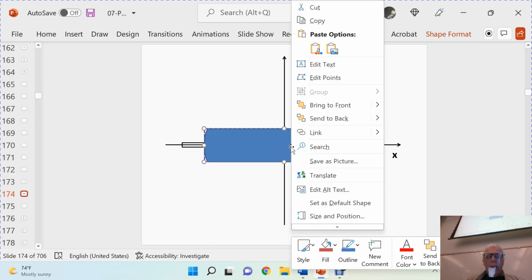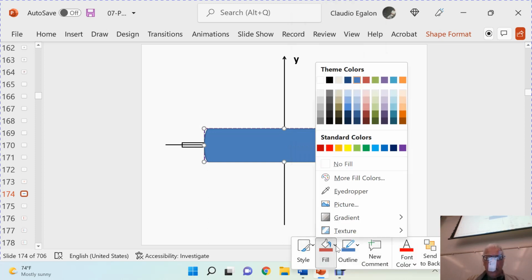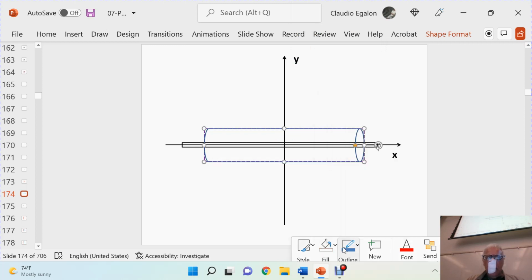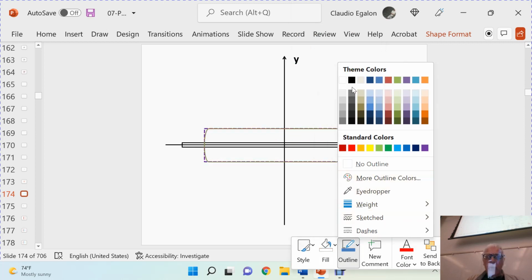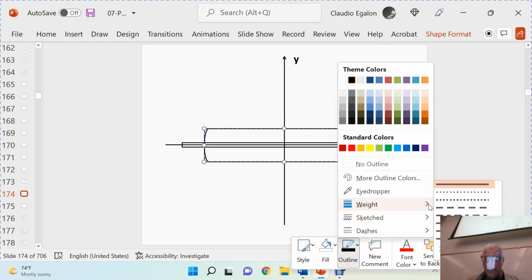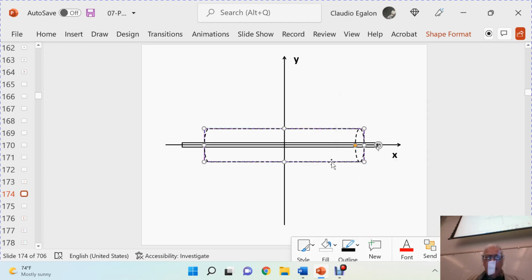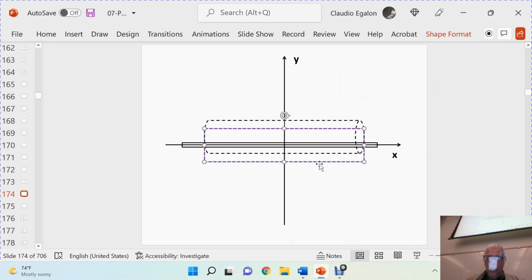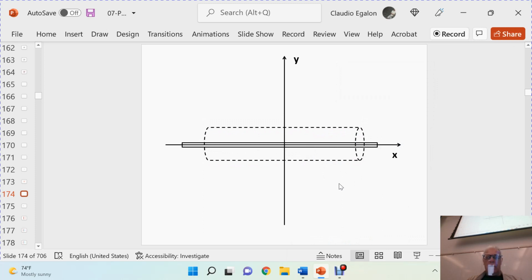I have to make this transparent, no fill. Yeah, better. And the edges of the cylinder are going to be black. I can put some dashes on it. And then I remove this square. Now we have something that's more like a cylinder, and the cylinder doesn't have to be infinitely long. It can be finite.